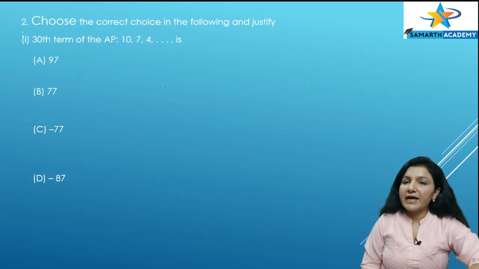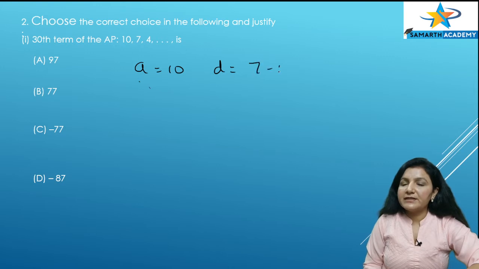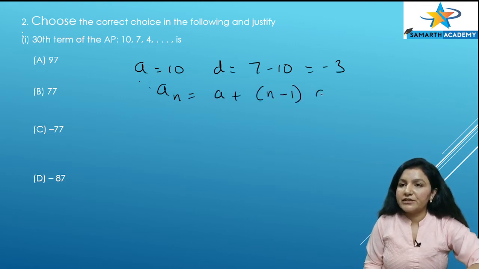Choose the correct choice in the following and justify. 30th term of the AP is dash. So we'll write the given things. The first term a is equal to 10, d is equal to 7 minus 10, that is minus 3, and an is equal to a plus n minus 1 into d. This is the formula of the general term. So 30th term is asked, so n is equal to 30.